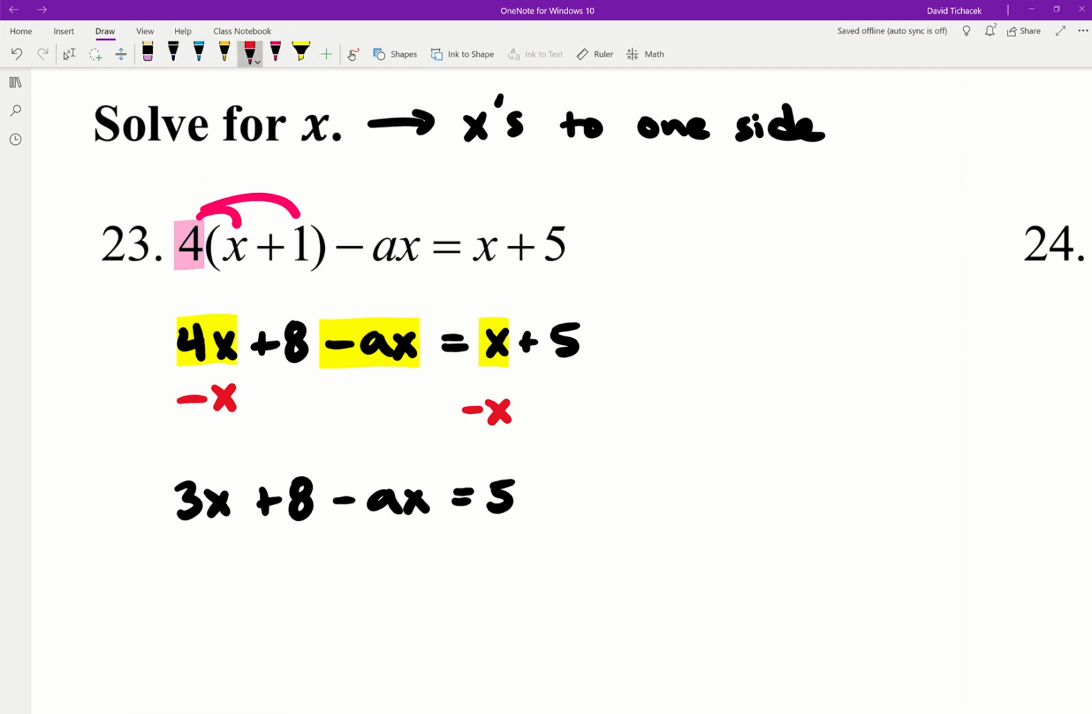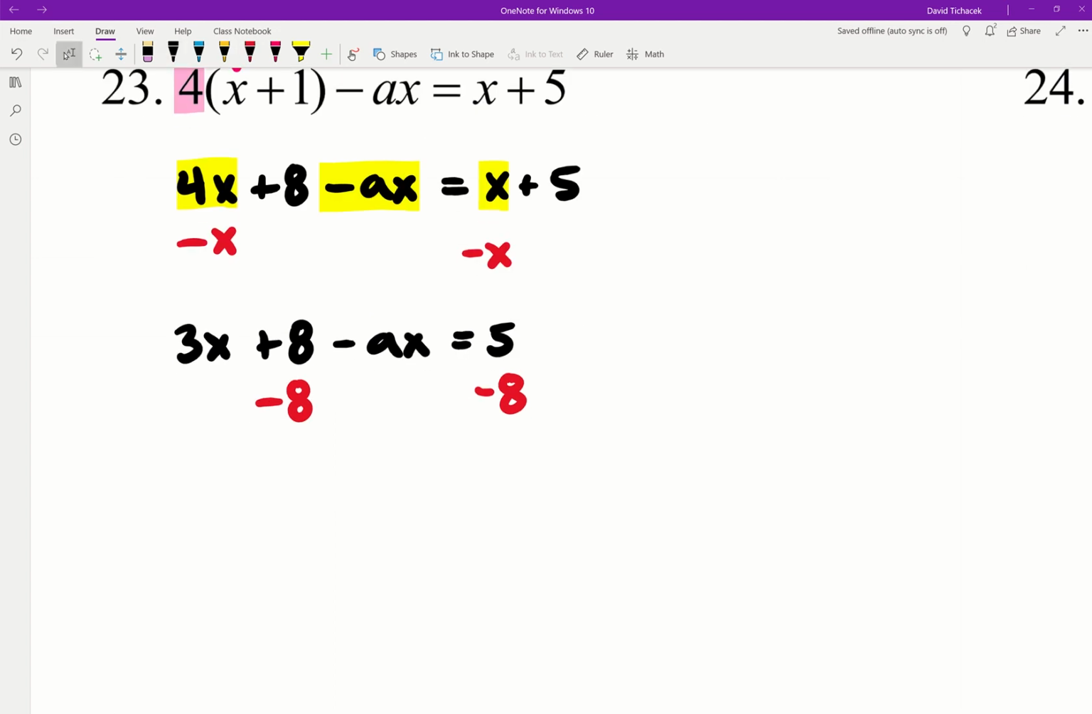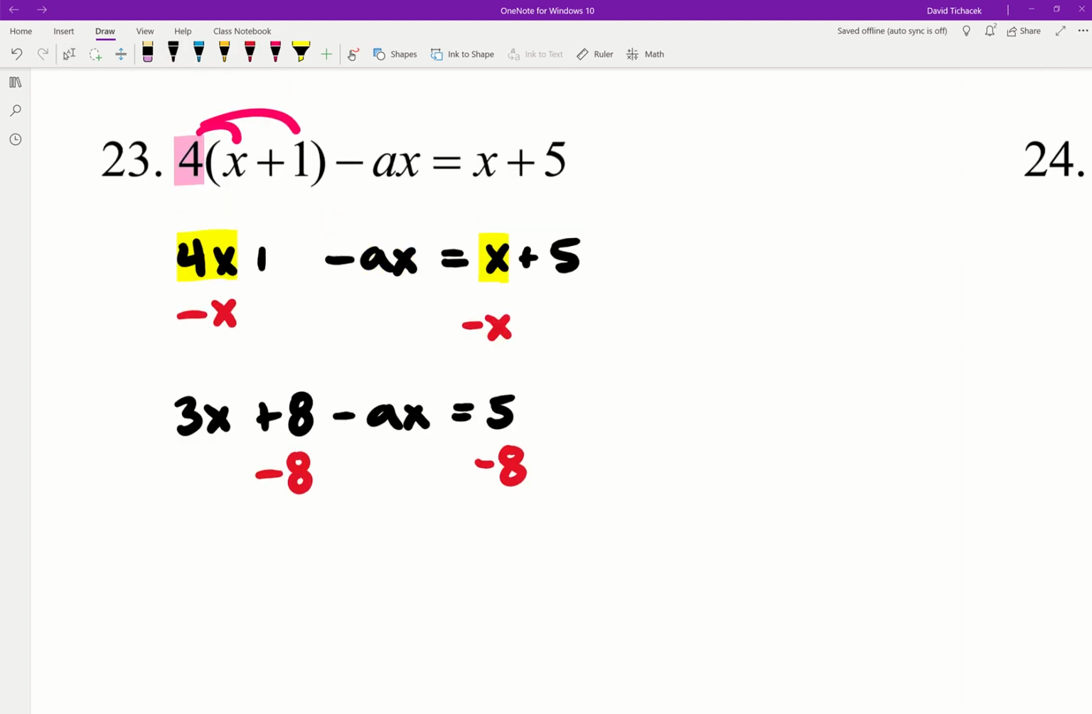And then everything without an x next to it, I'm going to move to the other side. So I'm going to move this 8 over, and then that gives me, of course, actually that's not an 8, is it? That's supposed to be a 4. So let me change that. I think I was thinking before that I was distributing something to a 2 there. So let me fix that real quick. You guys are probably confused about that. I apologize. So let's change that to a 4.